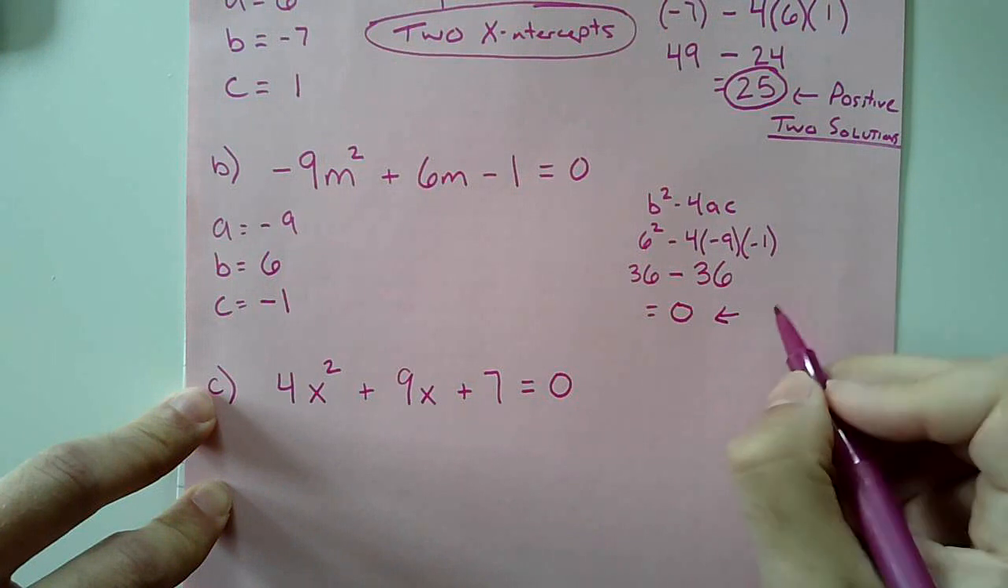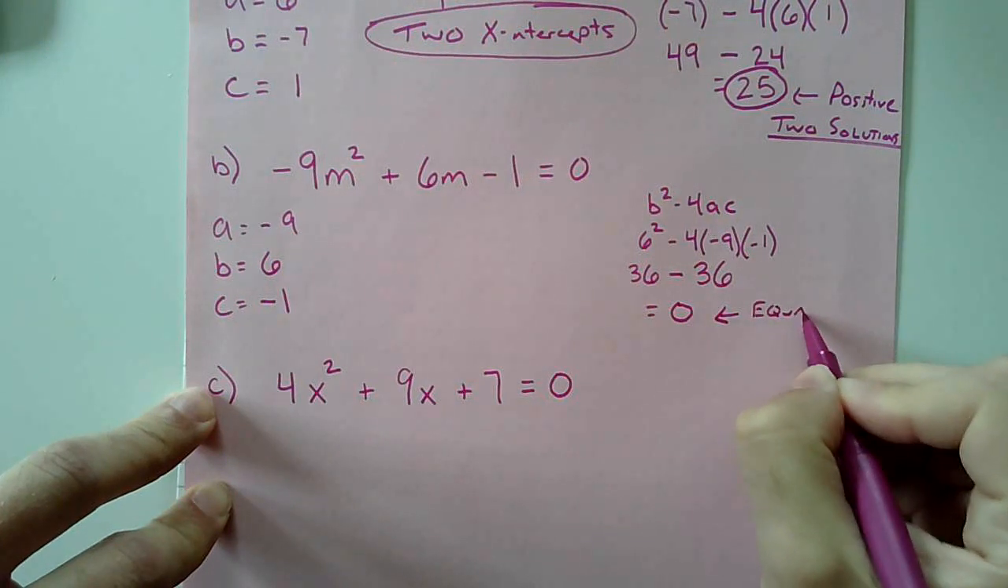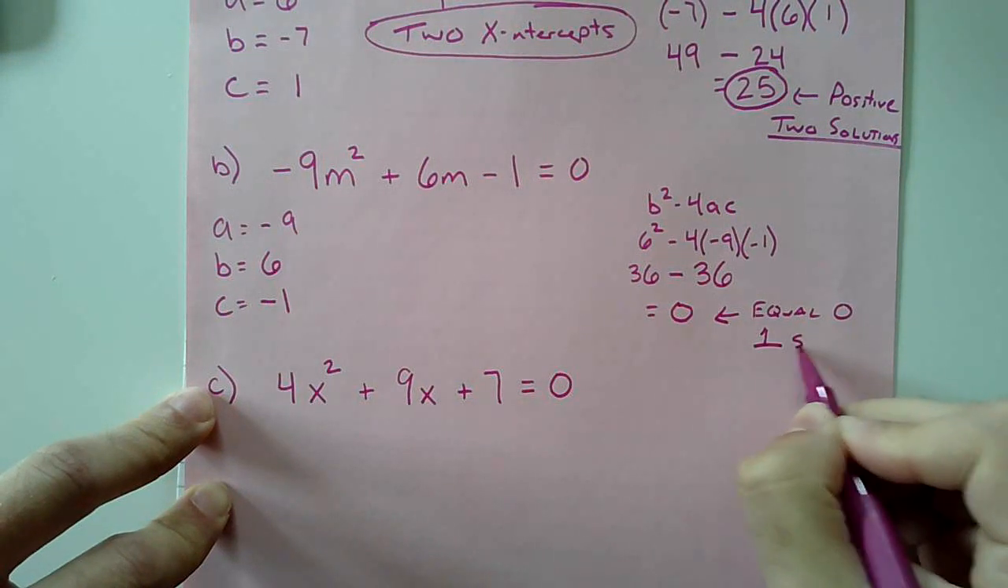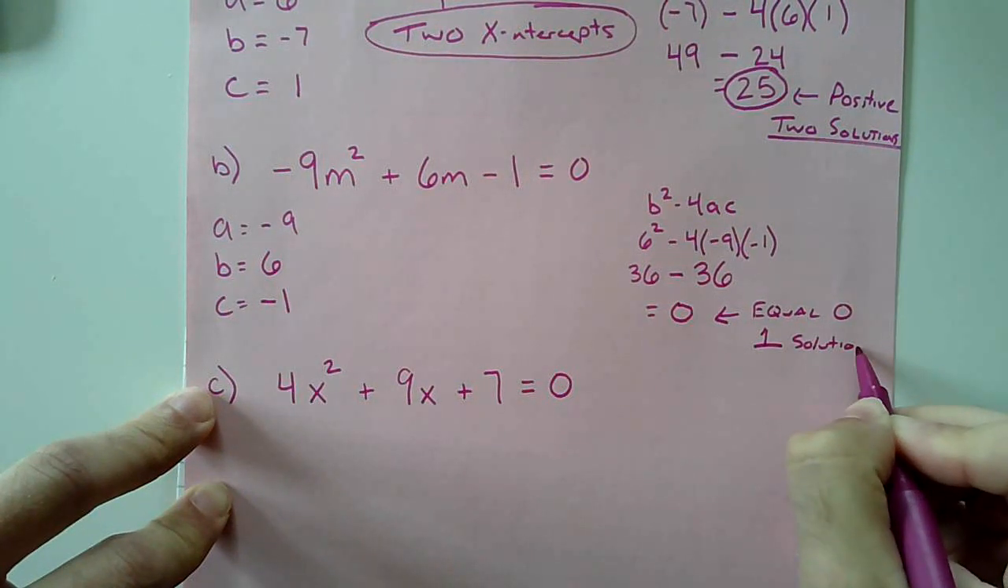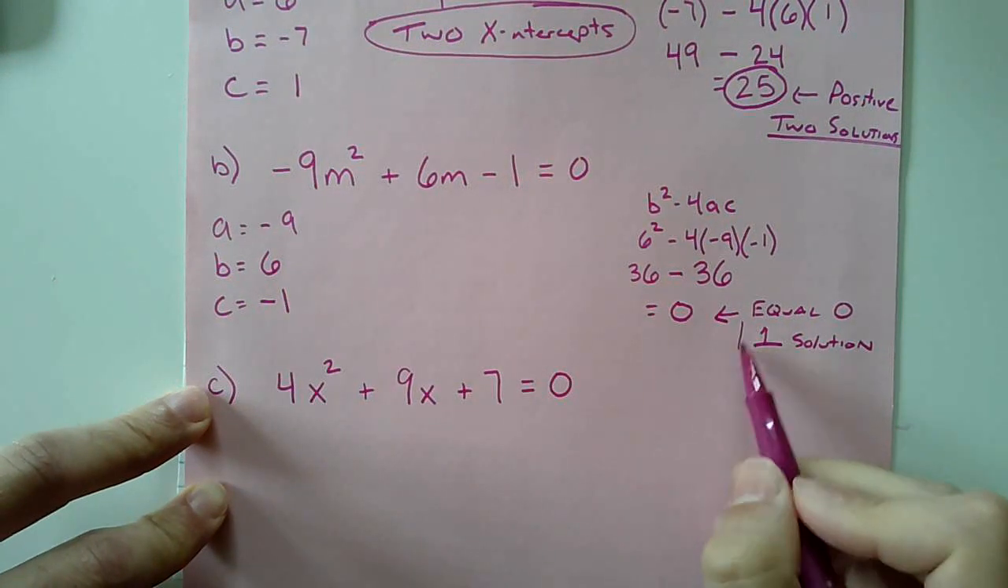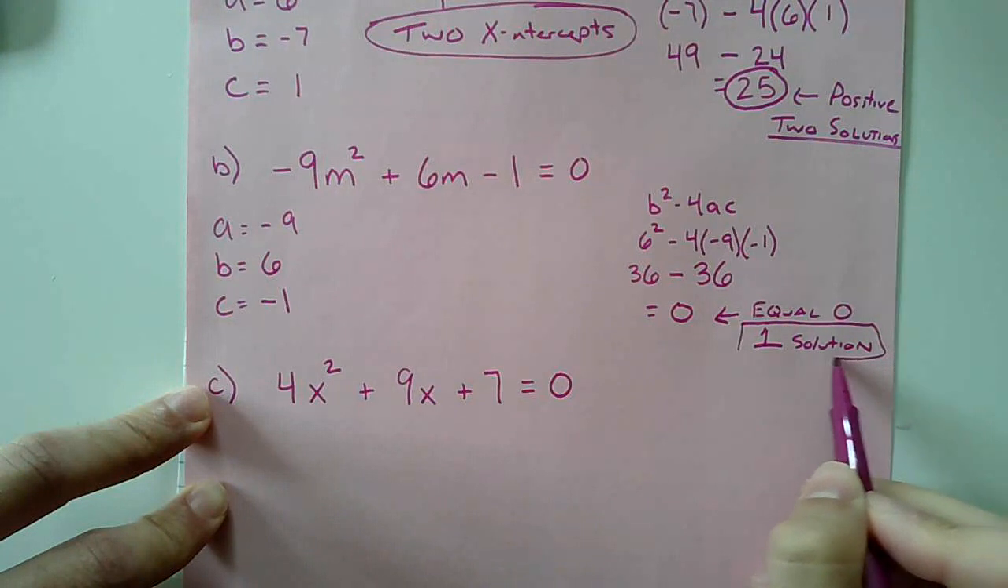When we equal 0, that means there is one solution. So the discriminant is 0. Our answer would be one solution.